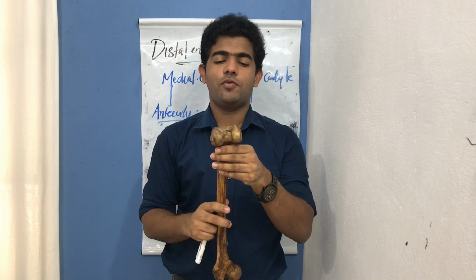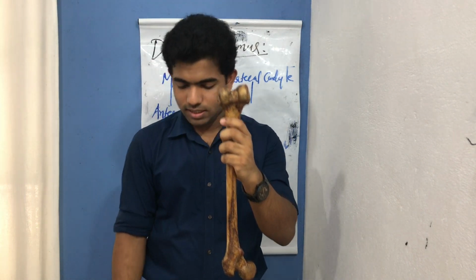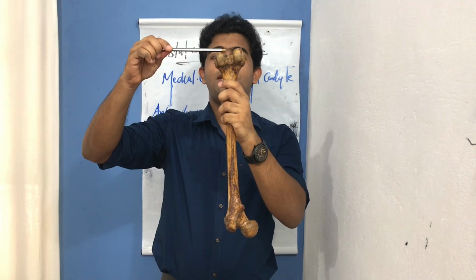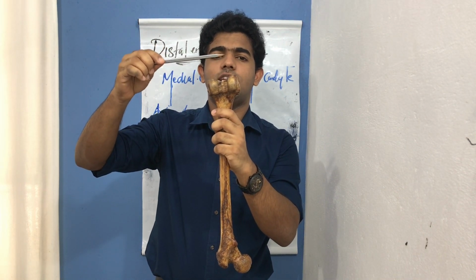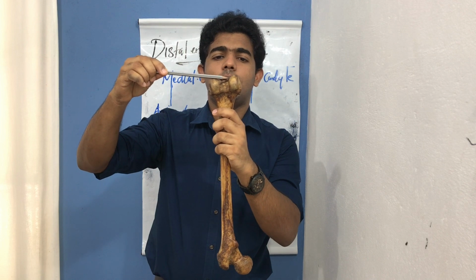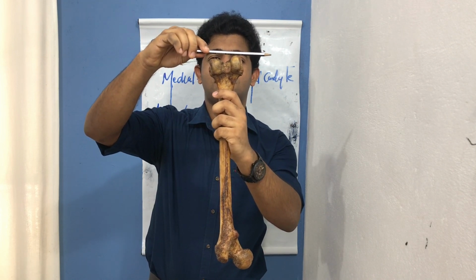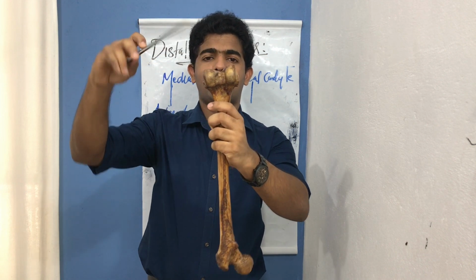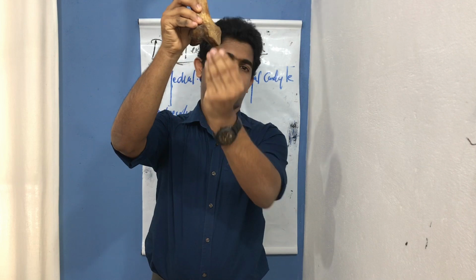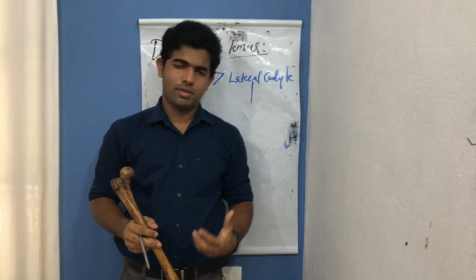In the inferior view, as I told you earlier, the medial femoral condyle is projecting downwards. See this one? If I am drawing like this, this is a scale, it comes like this. So the medial femoral condyle projects downwards in the inferior view. So these are some of the peculiarities of the medial and lateral femoral condyles.